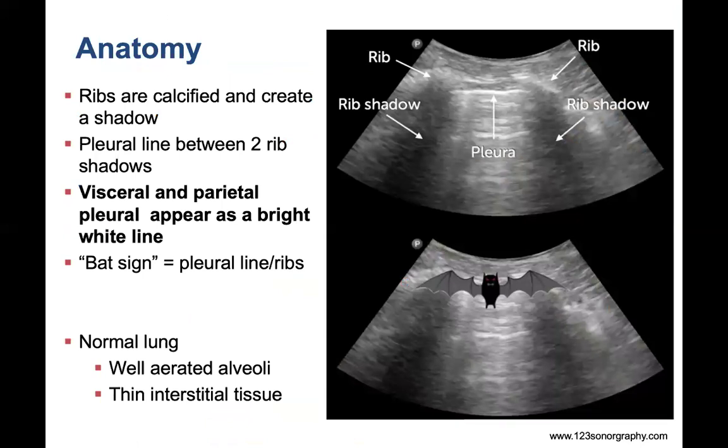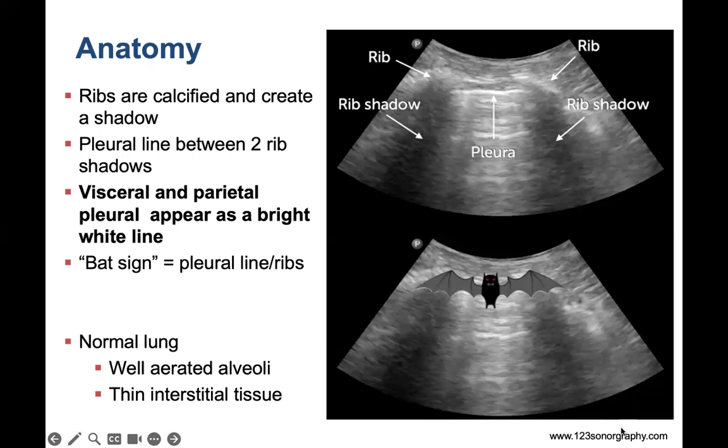So the anatomy that we're looking for when we see the ultrasound is shown here. These ribs are going to be calcified or hyperechoic. So you see kind of this rib arch right here, and they're going to create a shadow. So then you see this black shadow down here. And on this side, you see the same, the hyperechoic rib and the shadow. And that pleural line is going to be between the two rib shadows. You should see a bright white line. And this is the visceral and parietal pleura together. Again, they appear as that bright white line. Sometimes people will call this the bat sign, with the pleural line being the bat, and the bat's wings being the ribs and the rib shadows.